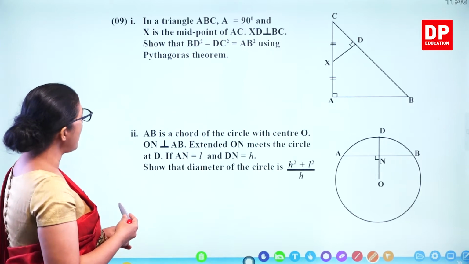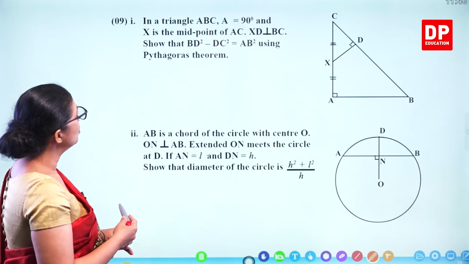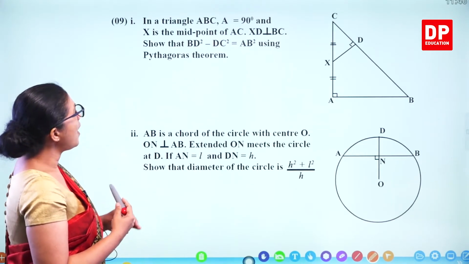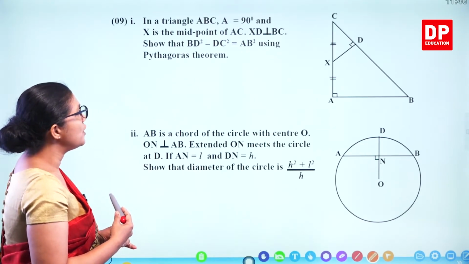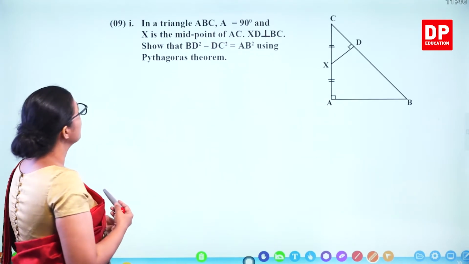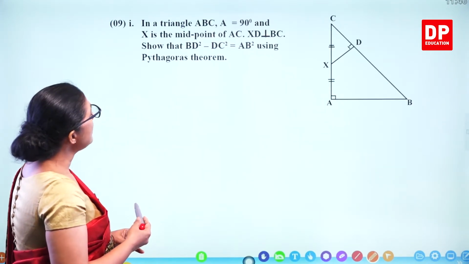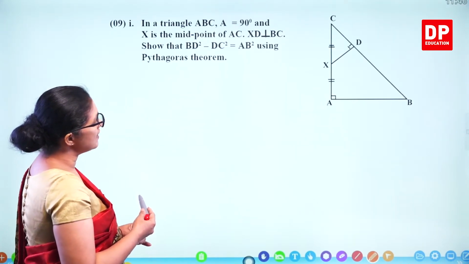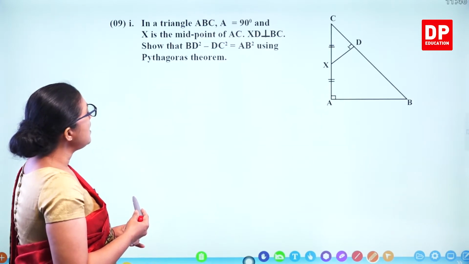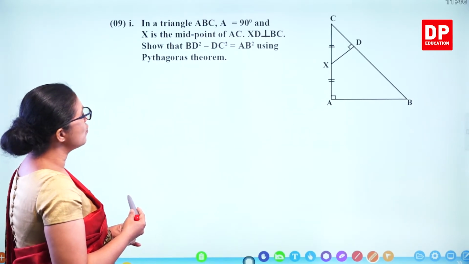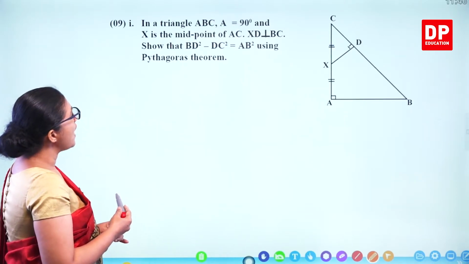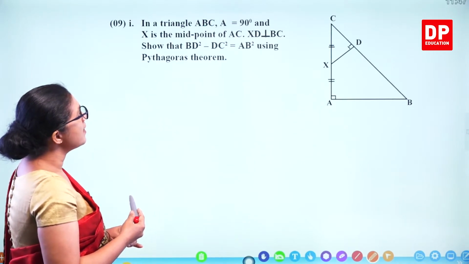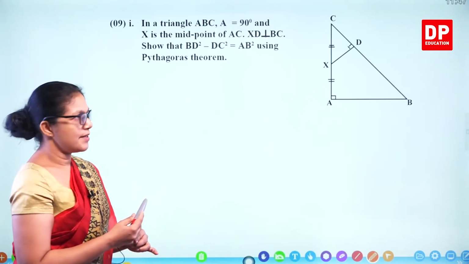So you get 2 parts, 1 and 2. So this is about proofs, proving triangles using here Pythagoras theorem. So we'll do that. Part 1. In a triangle ABC, A is 90 degrees and X is the midpoint of AC. So the lengths are equal. XD is perpendicular to BC. Show that BD squared minus DC squared is AB squared using Pythagoras theorem.